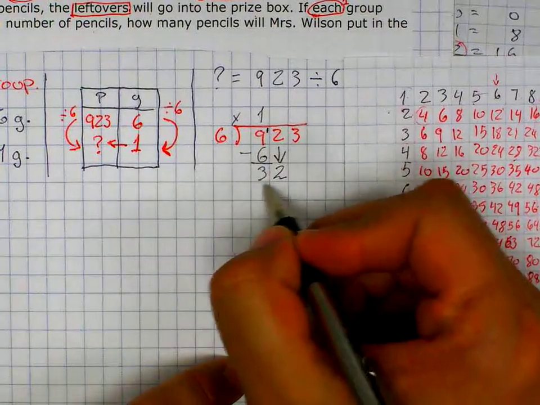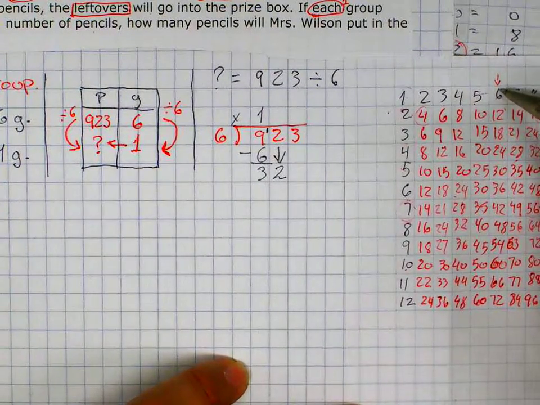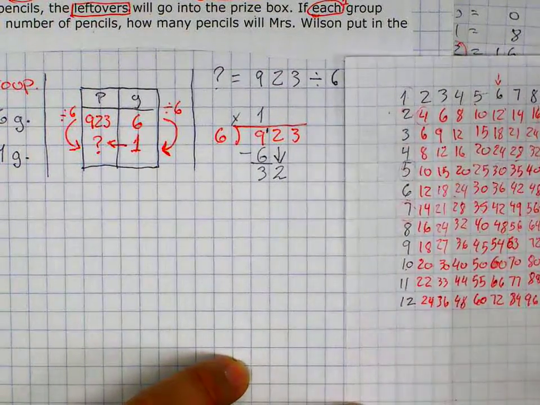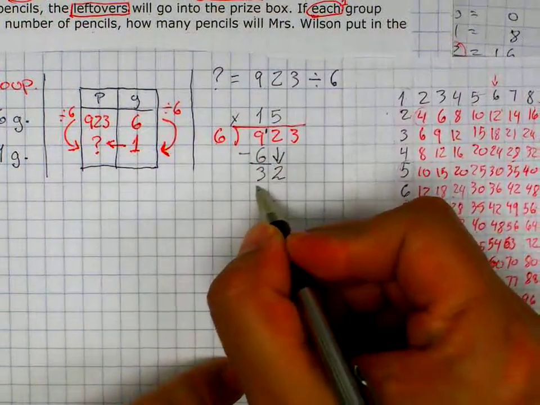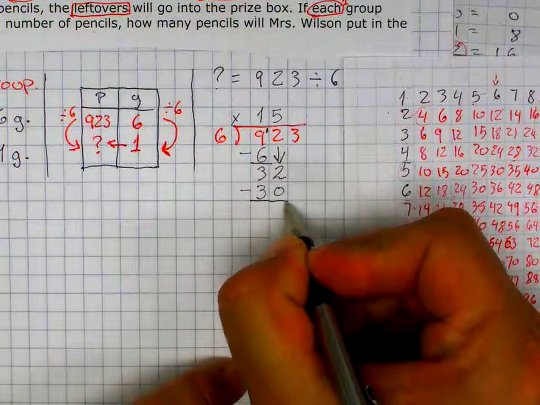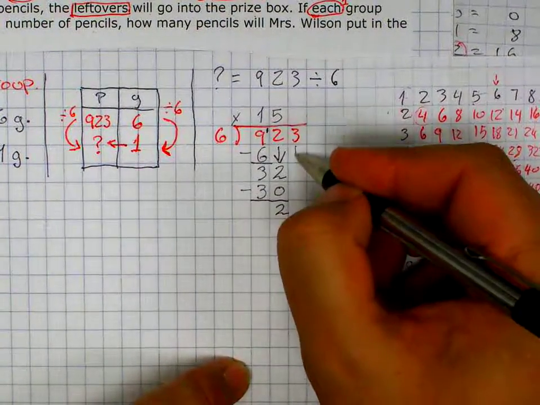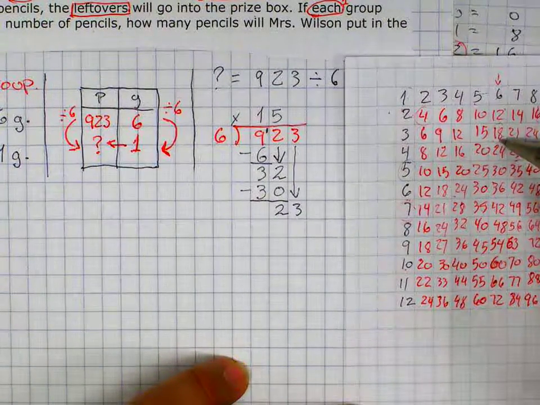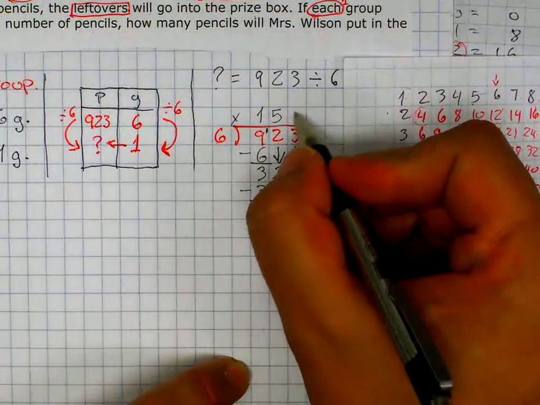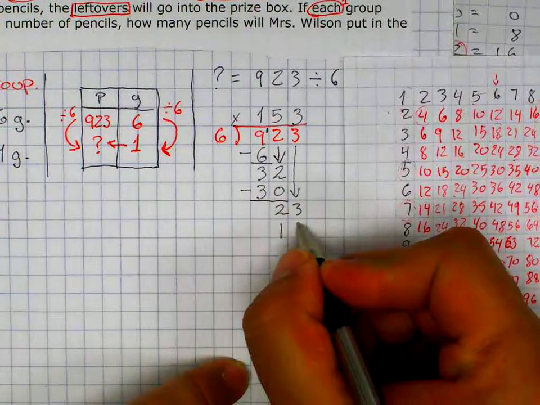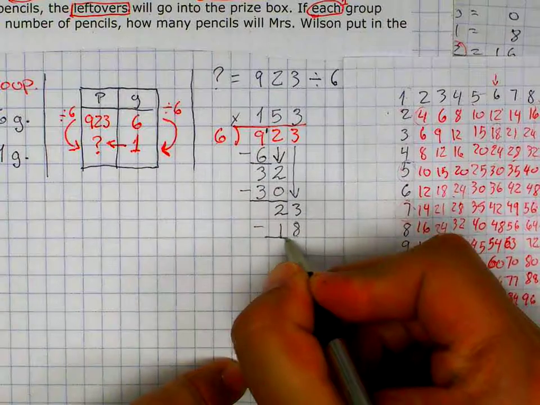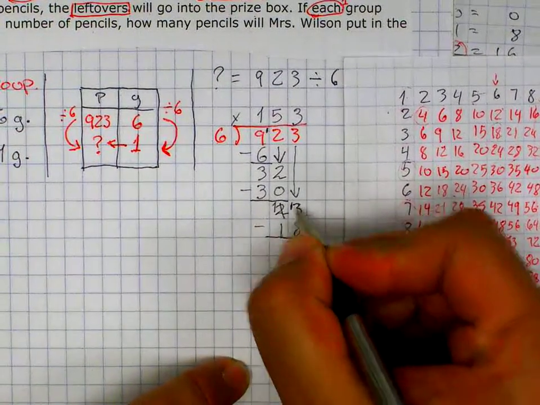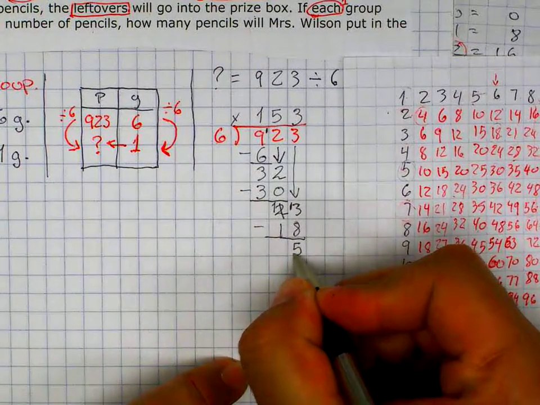6 times what number is 32, or the closest thing to 32? So I'm going on the 6. I'm past. So it's times 5. 6 times 5 is 30. And 32 minus 30? 2. Bring down the 3. What number is 23, or the closest thing to 23? It's 18, because the next one is 24. So it's times 3. Is 18. 3 minus 8. I need to regroup. 13 minus 8, 5, and 1 minus 1.